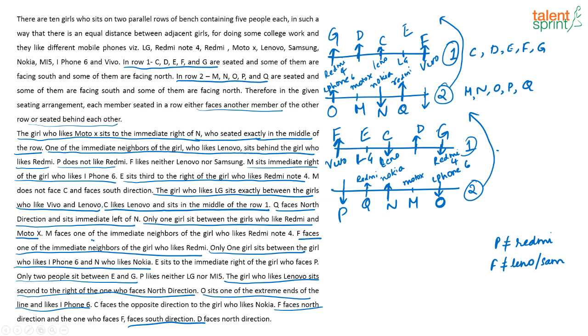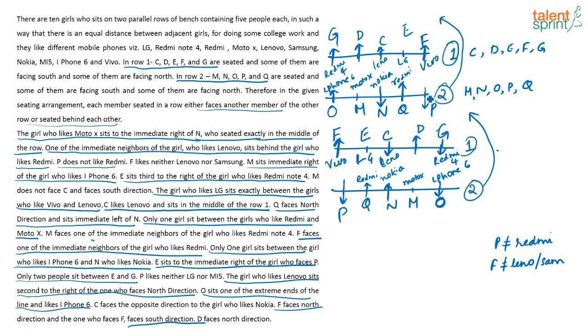Yeah, so that is also used here. E sits to the, okay, this is P here. Now look at this condition here. E sits to the immediate right of the girl who likes P. So E is sitting to the immediate right of the one who faces P. So P and F are facing each other and E is sitting to the immediate right of F.